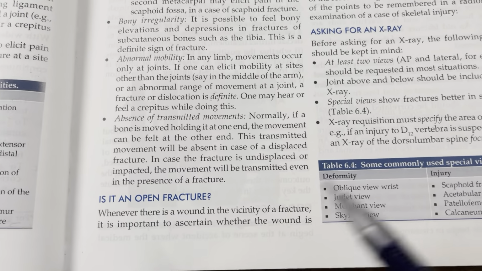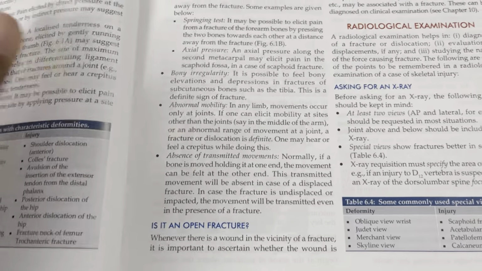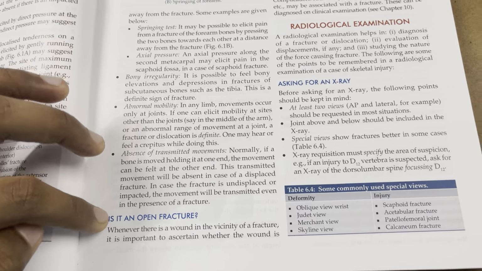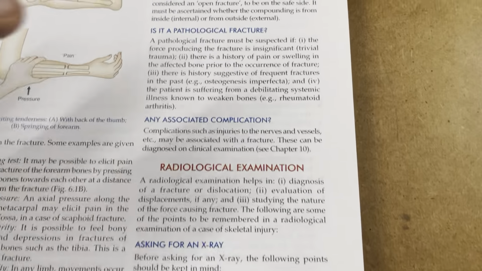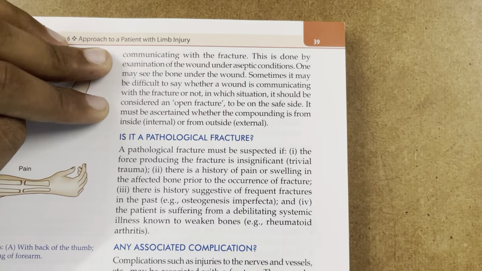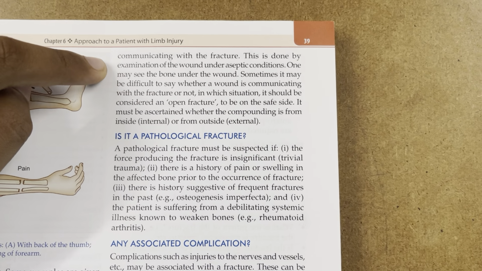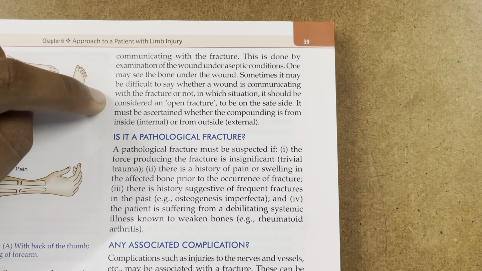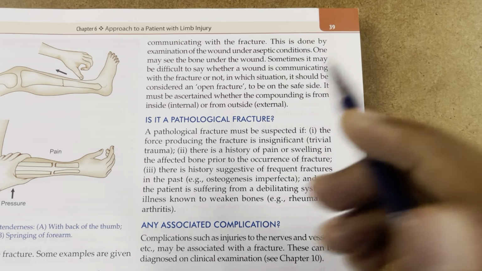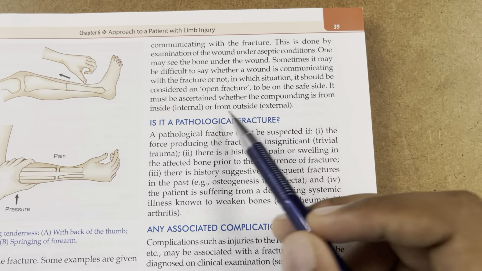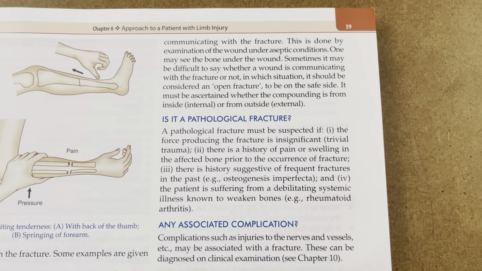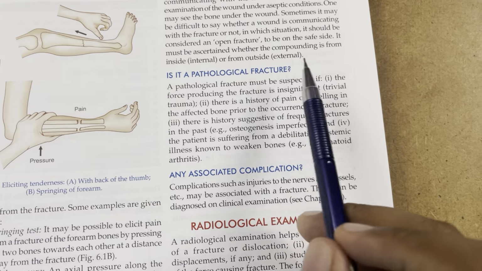Okay, then after finding out whether there is a fracture or not, you have to find out whether it is open or not. So if there is a wound in the vicinity of the fracture, you need to find out whether the fracture is communicating with the wound. Okay, so you have to examine the wound under aseptic conditions. So it should be ascertained whether the compounding is from inside or from the outside, so internally open or externally open fracture.